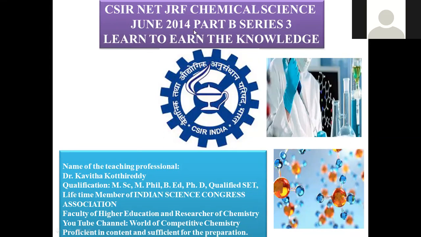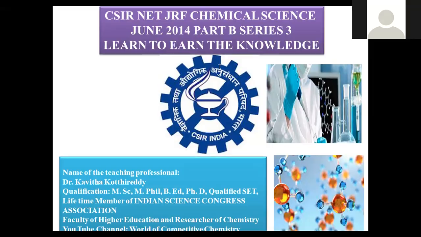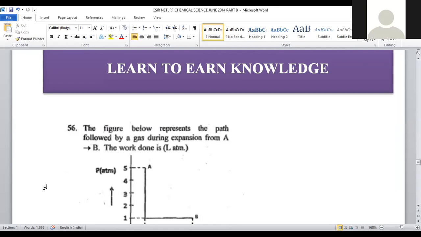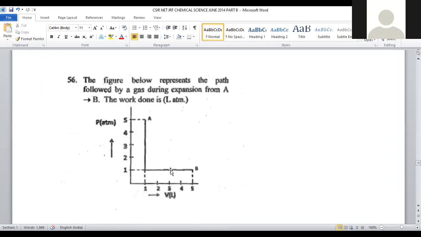Let us discuss today's concepts. CSIR NET Chemical Science, June 2014, Part B, Series 3 consists of question number 56 to 70. Let us go with question number 56. The figure given below represents the path followed by the gas during expansion of A to B. The work done is, right?